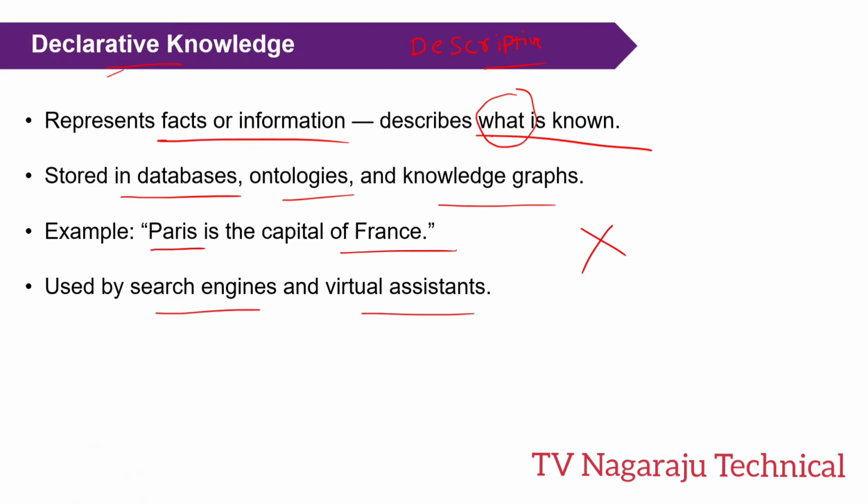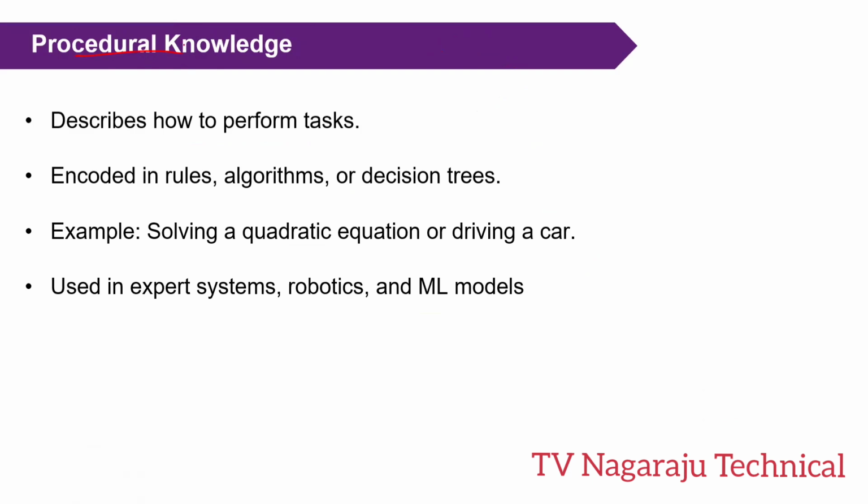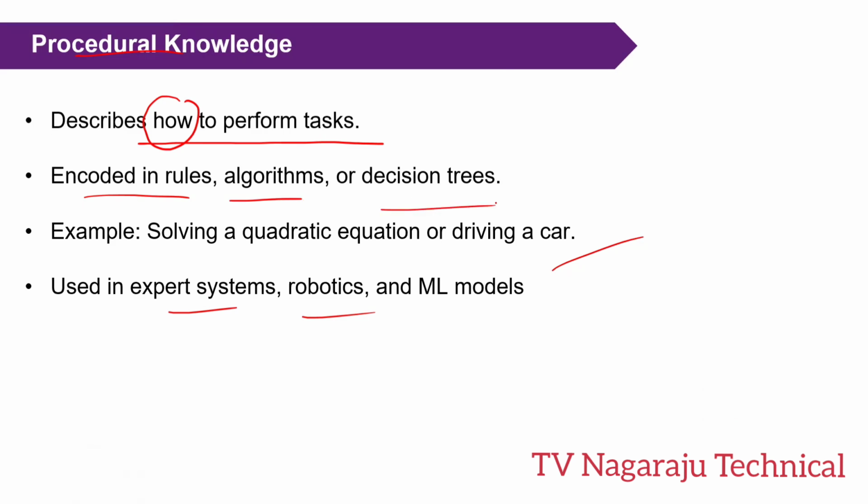How it is known is another scenario. That is procedural knowledge. Procedural knowledge describes the different steps or methods required to perform a task. That means it simply describes how we perform the task, instead of facts, just the procedure. For example, how do we solve a quadratic equation? How do we drive a car? These are mainly used by expert systems. In robotics, when we implement a robot, it will automatically do the task. So these are mainly encoded in rules, algorithms, or decision trees.